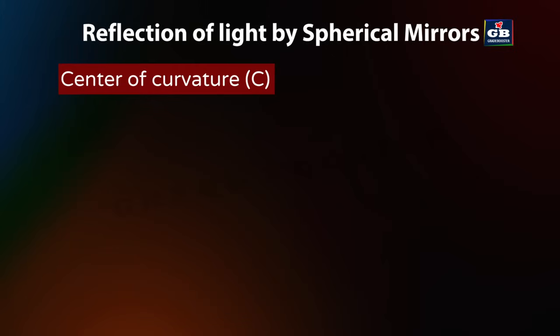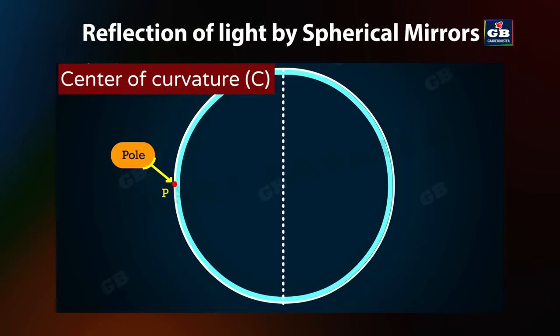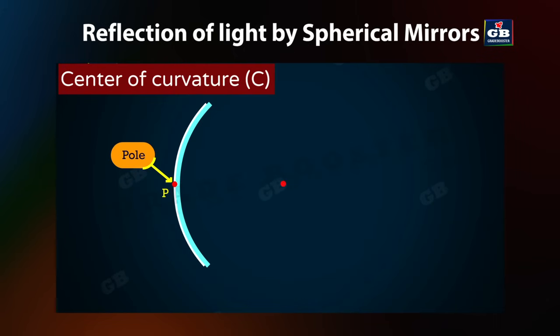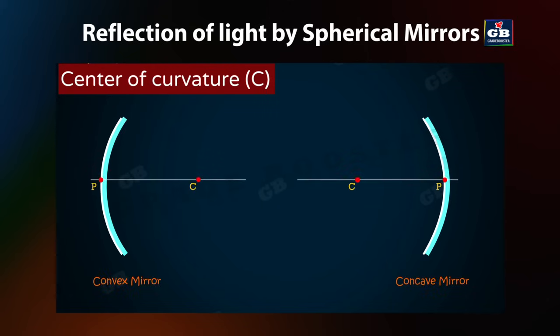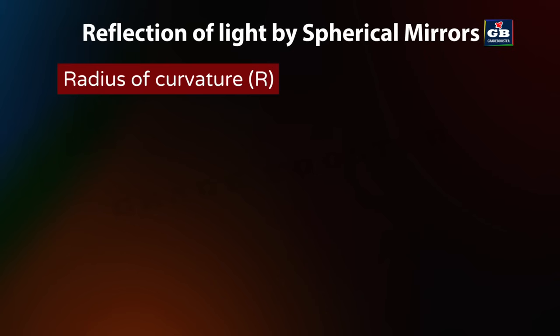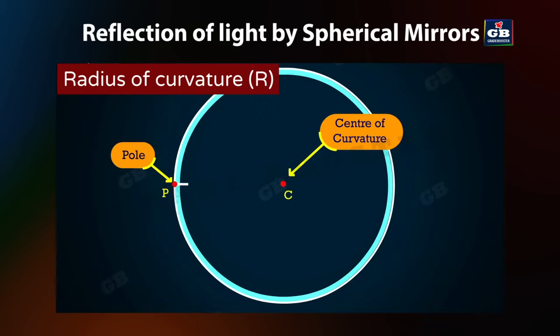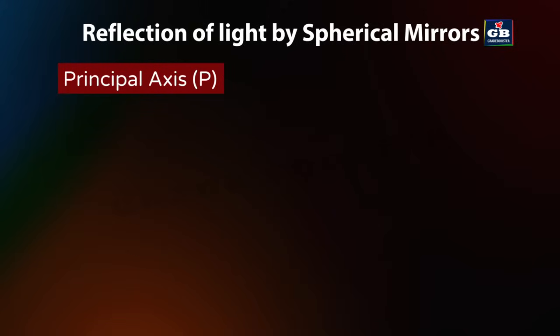Center of curvature. The center of curvature is the center of the imaginary sphere from which the spherical mirror is derived. It lies behind the mirror in case of a convex mirror and lies in front of the reflecting surface of a concave mirror. It is represented by the letter C. Radius of curvature. The radius of curvature R of a spherical mirror is the radius of the imaginary sphere of which the mirror is a part.